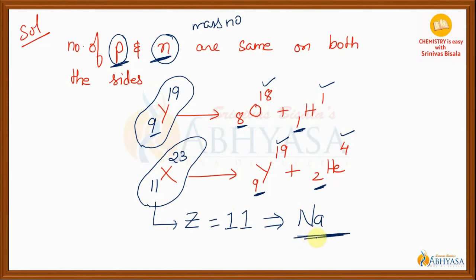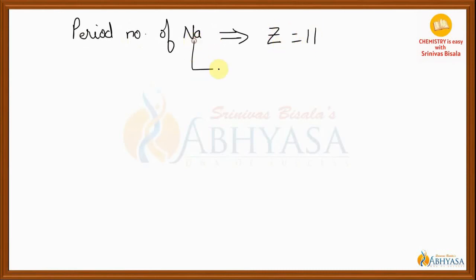Now what we need to find out is the period number of sodium. How do we get the period number of any element? For this, we need to write the electronic configuration. What is the atomic number of sodium? It is 11. How will you write the electronic configuration? Simply write orbit wise. It is 2, 8, 1, isn't it?